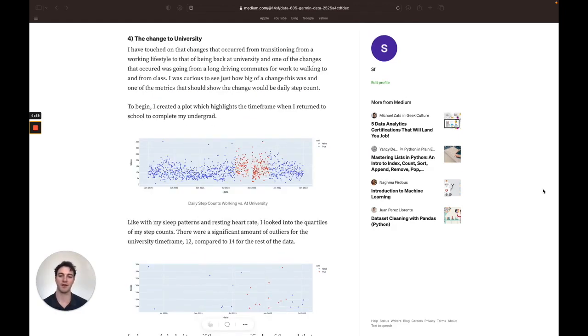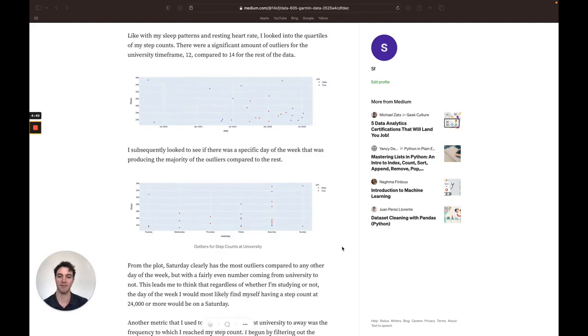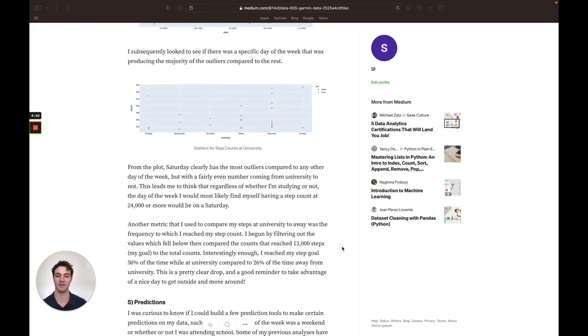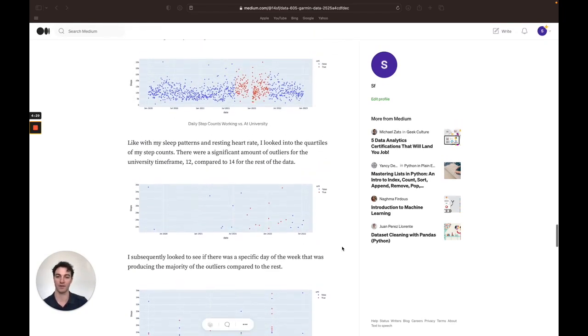When I was analyzing the changes between when I was at university to when I was working or outside of school, one of the biggest things I noticed was the difference in my step counts. One of the metrics I use on my watch is a step count goal, where daily I have a goal of reaching 13,000 steps. Interestingly enough, I reached this step goal 50% of the time while I was at university compared to 26% of the time while I was away from university.